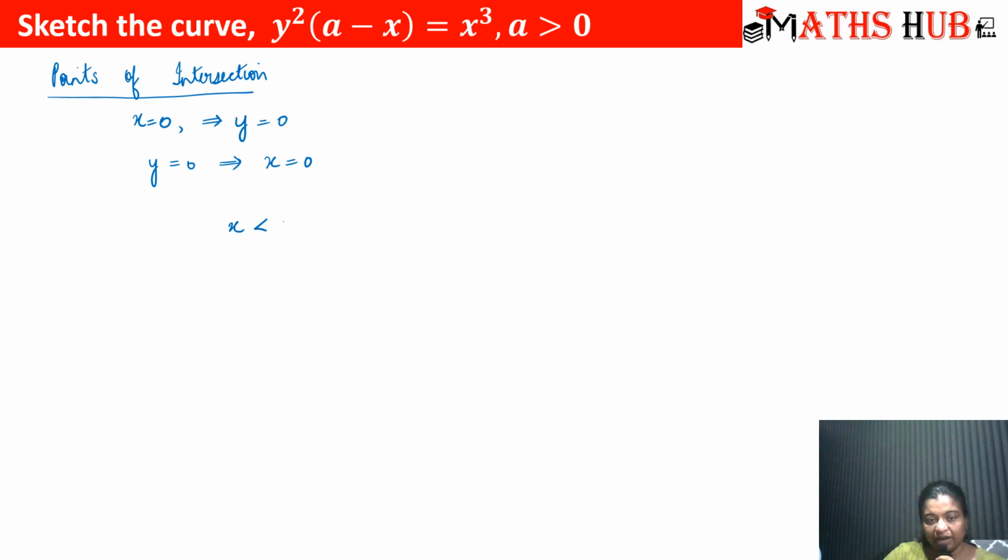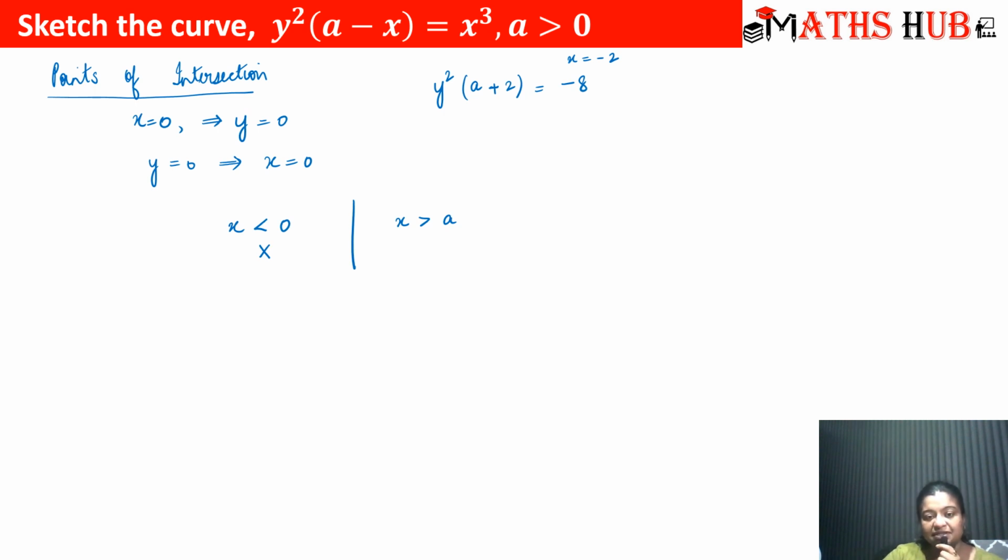Now the next thing is that x is equal to a is acting as an asymptote. So let us check what happens in the region x less than a and x greater than a. When x is less than 0, that means x is negative. Suppose I put x is equal to minus 2. I'll get a plus 2 over here and I'll get minus 8. So y square cannot be a negative quantity, so there will be no portion of the curve lying towards x less than 0, right? Towards the second and the third quadrant, right?